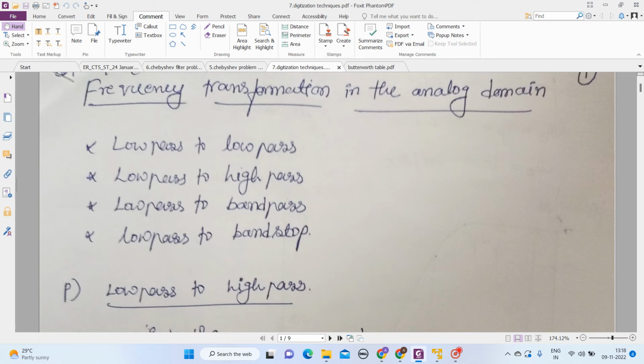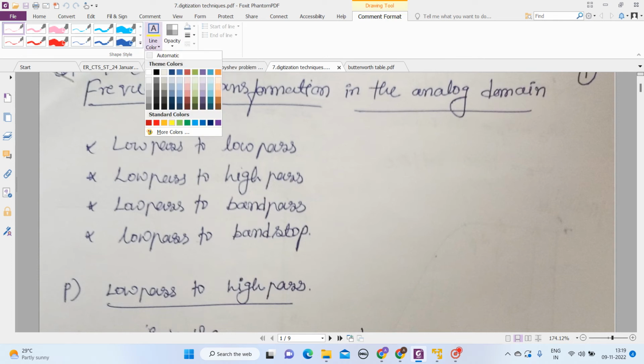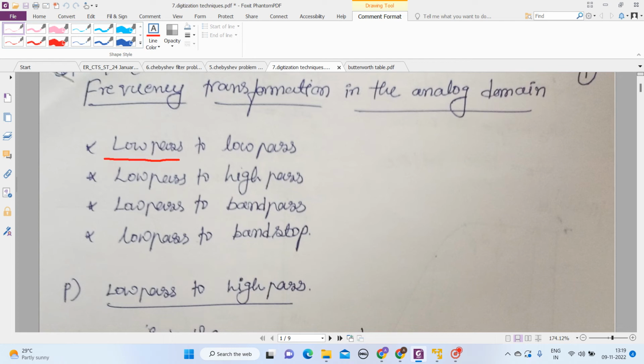But here, we have only the specifications, any one of the specifications. For example, here we have low pass filter specifications. They have given the low pass filter specifications. By using these specifications, we have to design the low pass filter, and low pass to high pass filter, low pass to band pass filter, and low pass to band stop filter.